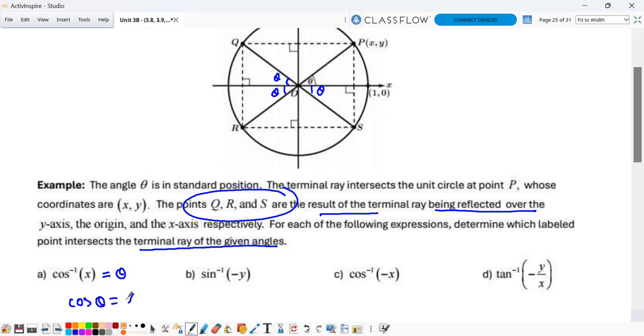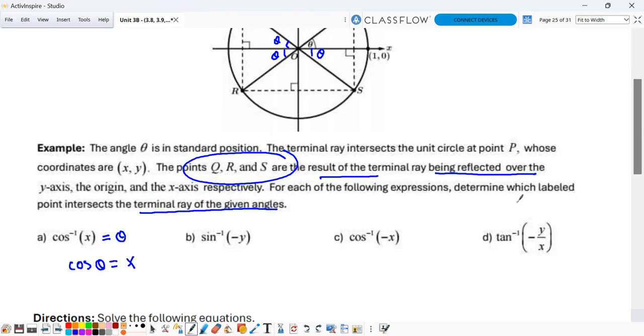Can I say cosine theta is x? So what would be the point? Which point does it reflect to? That's asking which labeled point this intersects. So clearly x is there. So this is point P. Let's say this is theta. Sine theta is negative y, which means I have to remember that negative y is R and S both. But sine inverse is this side. So the point is S. You cannot go on this side.